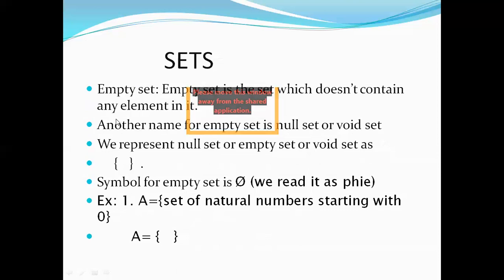That is empty set. I already explained in the previous module, but still once again I'm giving. Empty set is a set which doesn't contain any element in it. So there are three names: empty set, or we can call it null set, or we can call it void set. So there are three names for this. So empty set, null set, or a void set.